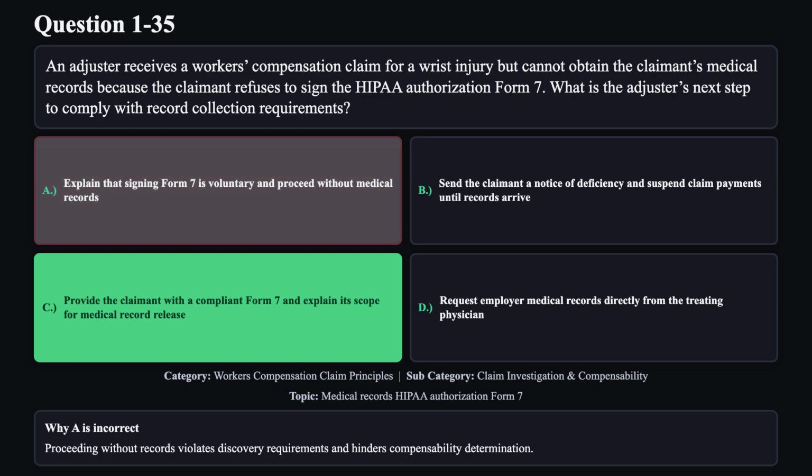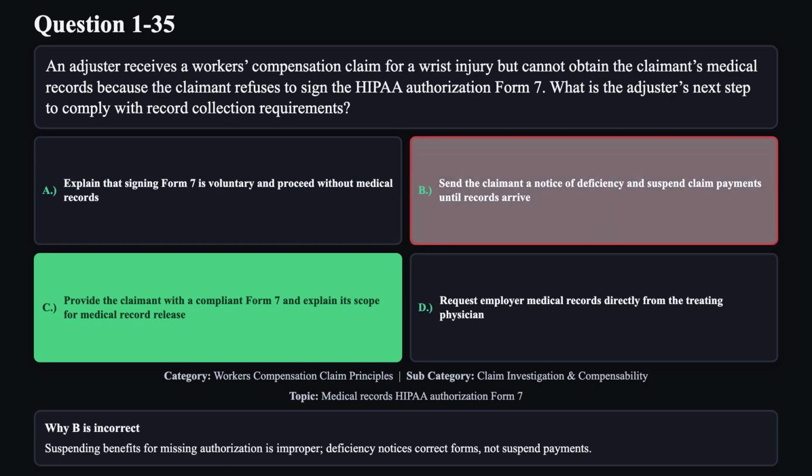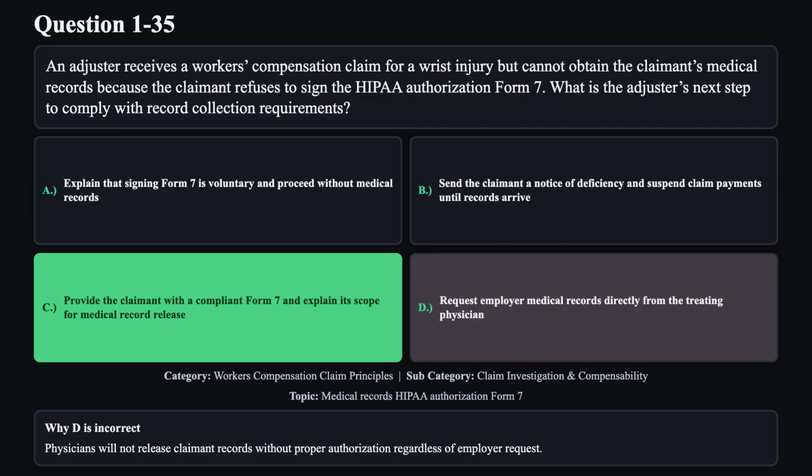Reason A is not correct. Proceeding without records violates discovery requirements and hinders compensability determination. Reason B is not correct. Suspending benefits for missing authorization is improper. Deficiency notices correct forms, not suspend payments. Reason D is not correct. Physicians will not release claimant records without proper authorization regardless of employer request.